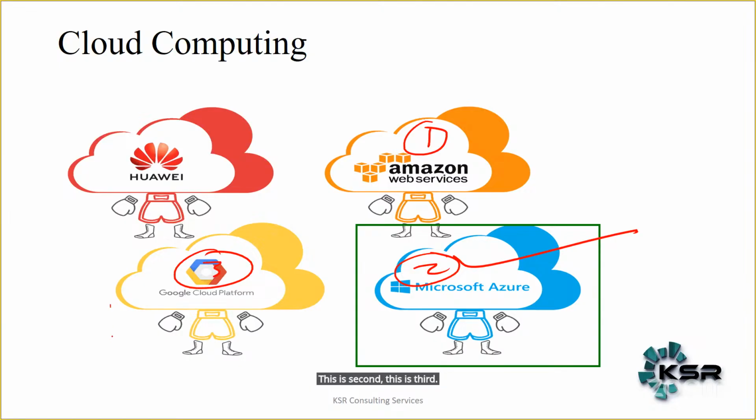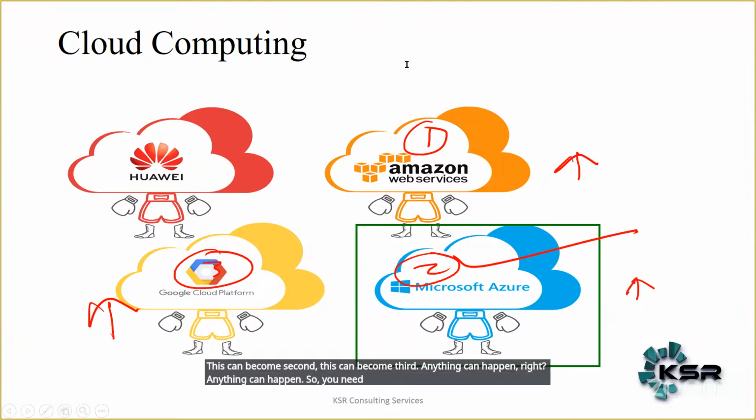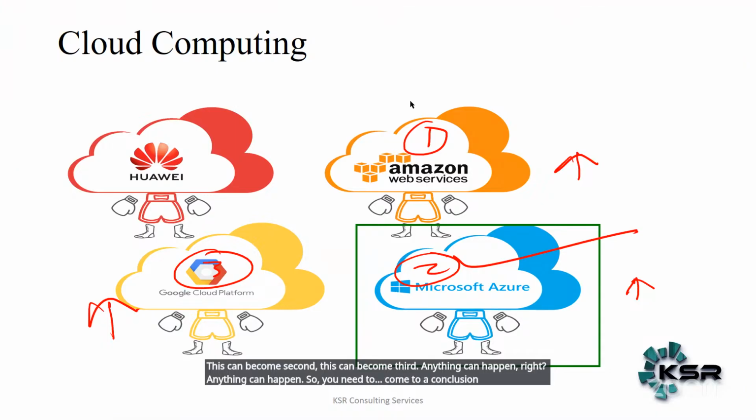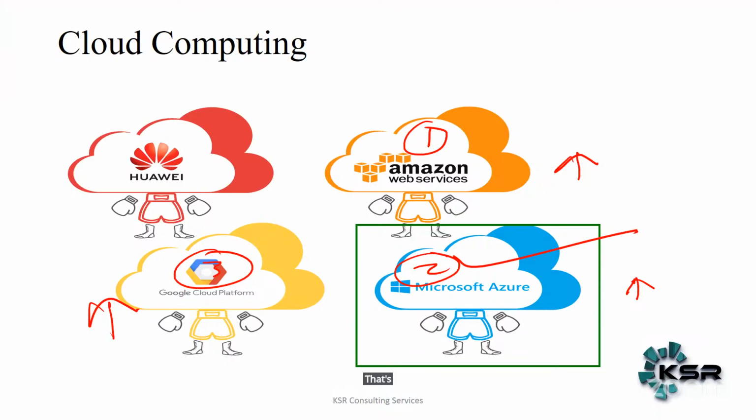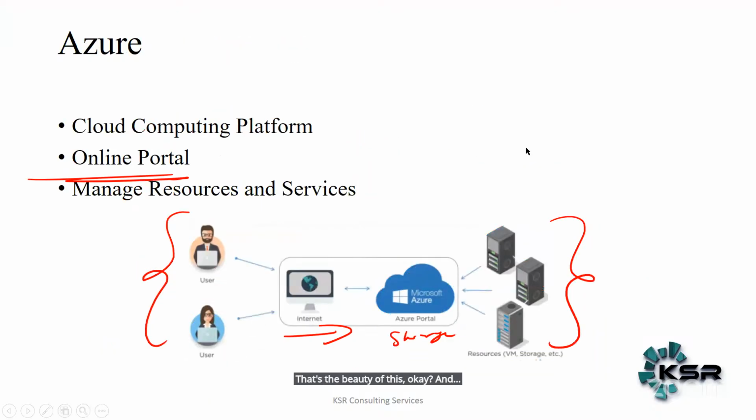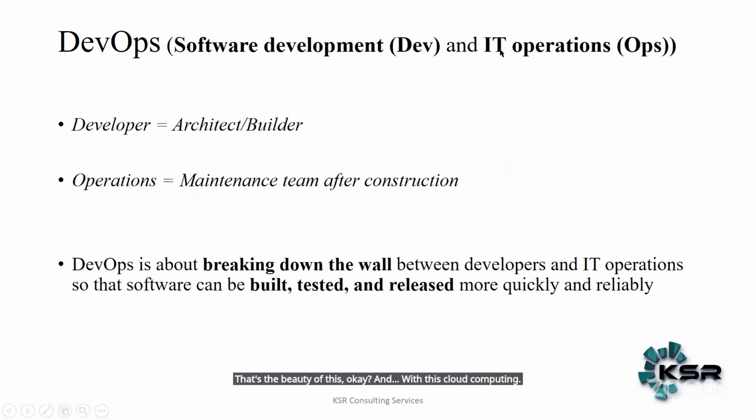And who knows, tomorrow this can become first. This can become second. This can become third. Anything can happen, right? Anything can happen. So you need to come to a conclusion where you are capable of handling any cloud. That's the beauty of this.